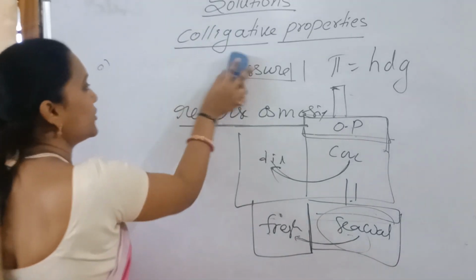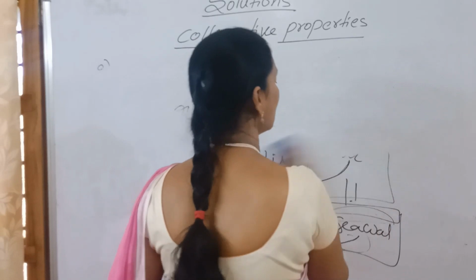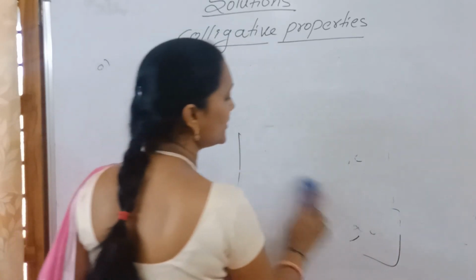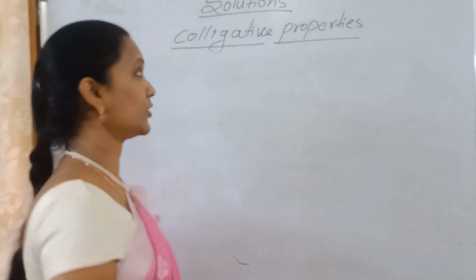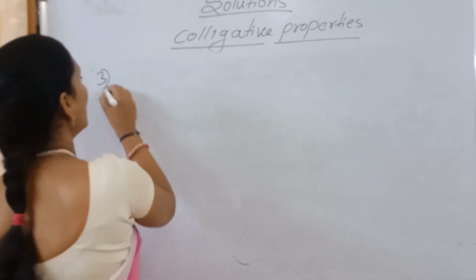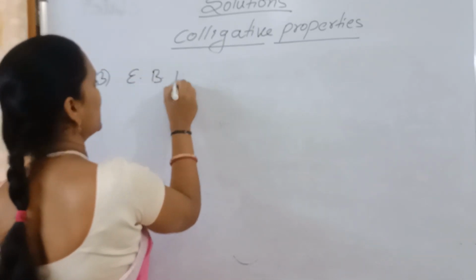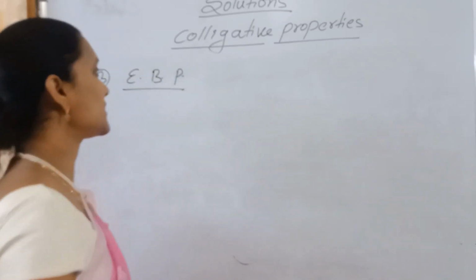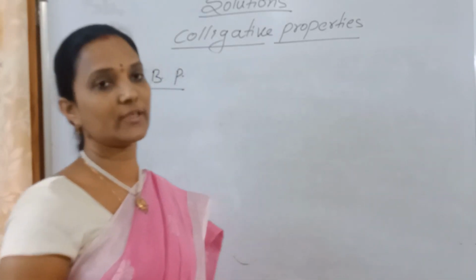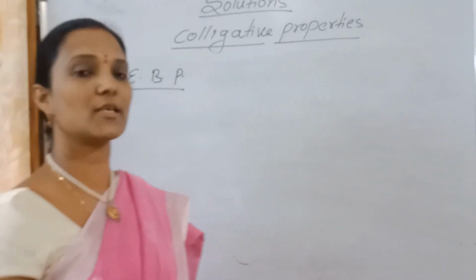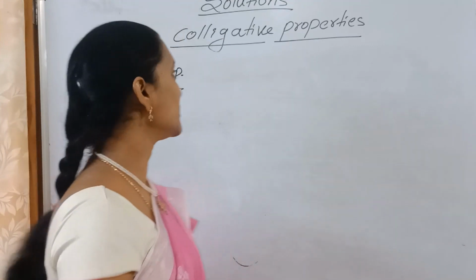Okay. That was the second colligative property. Next, the third colligative property is elevation in boiling point. So what is this elevation in boiling point? How can we calculate the gram molecular mass of an unknown solute using elevation in boiling point?